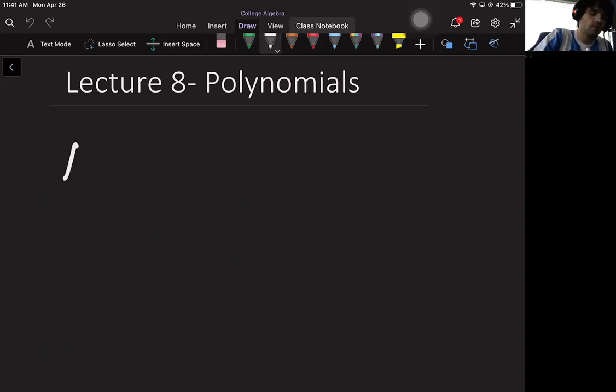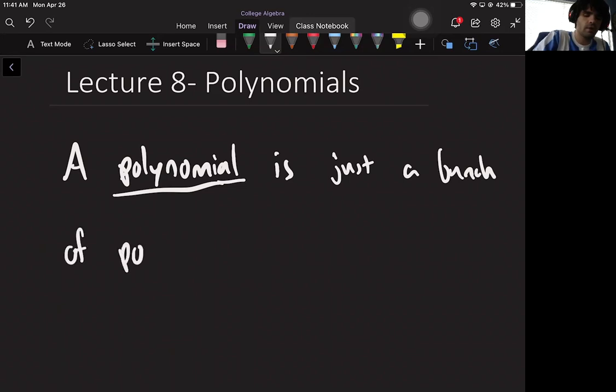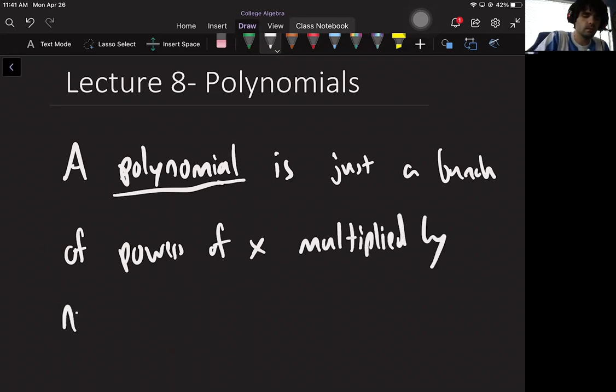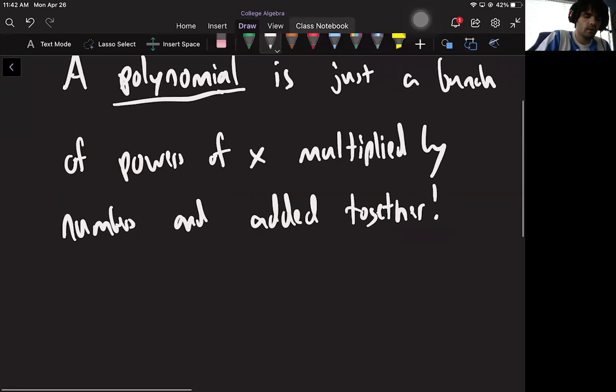Okay, so first of all, what the heck is one of these? A polynomial is, it's just a bunch of, I'm going to be very informal here, powers of x multiplied by numbers and added together. So understanding polynomials is much easier when you just see examples. So we're going to jump straight into that.